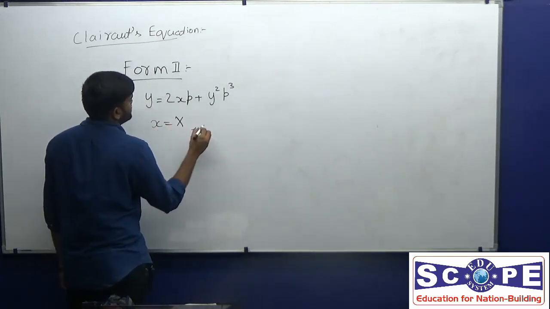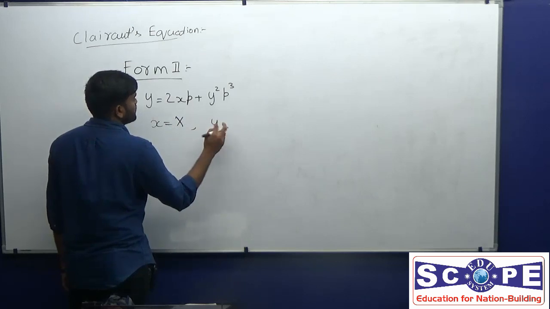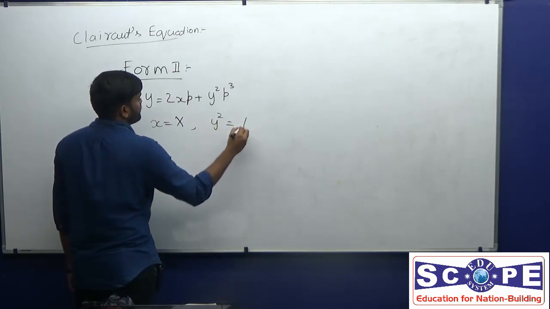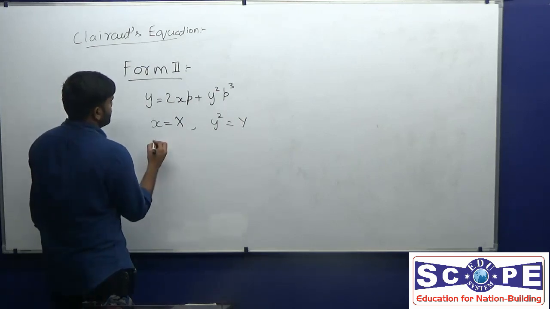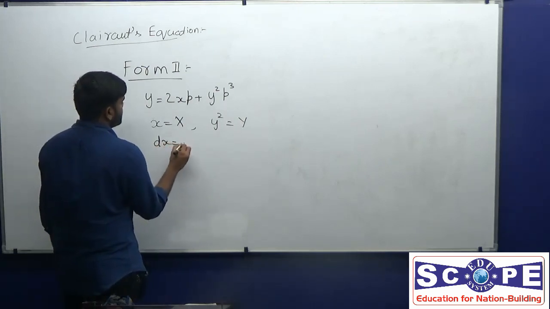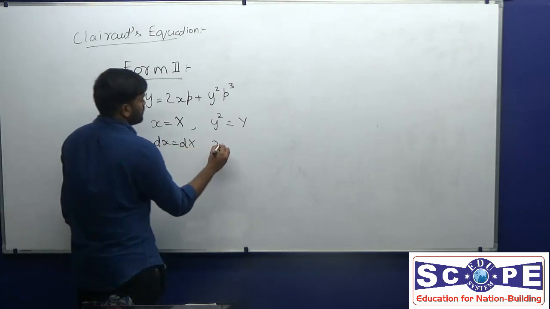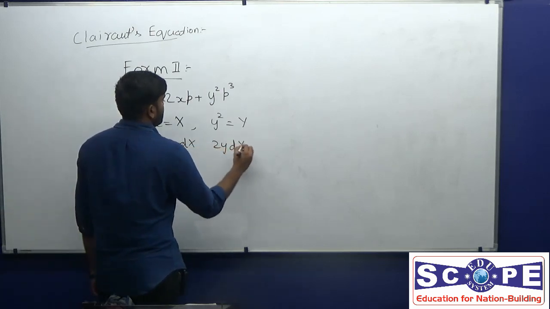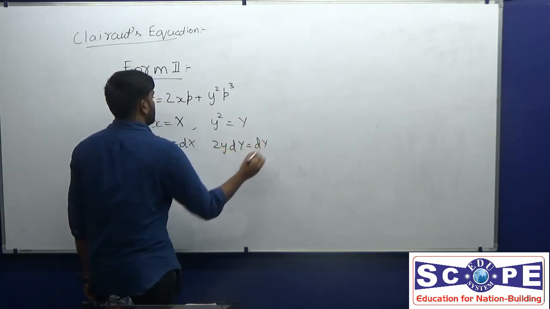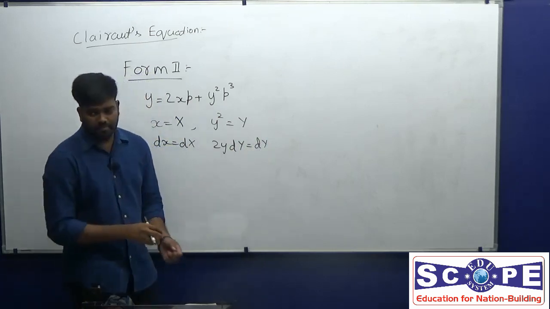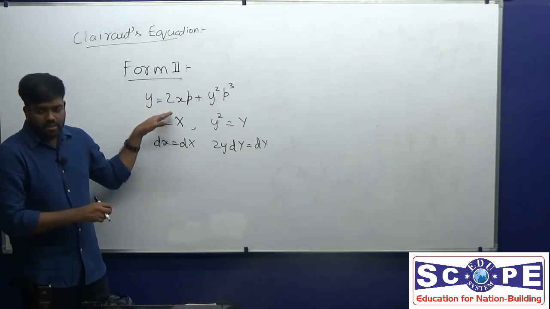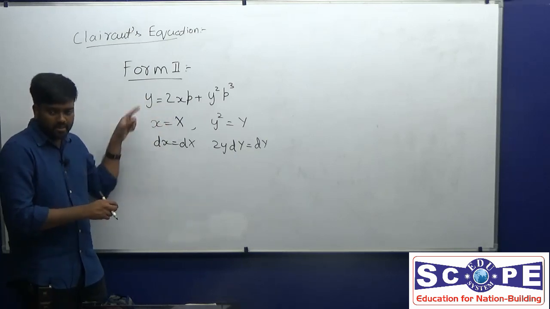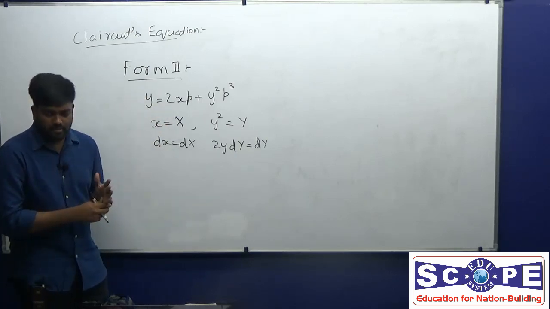If you take x as simply x and y square as capital Y, so what would you get here? dx equals to dx, 2y dy equals to dY. Now, if you get any equation, our purpose is to convert this into Clairaut's equation.